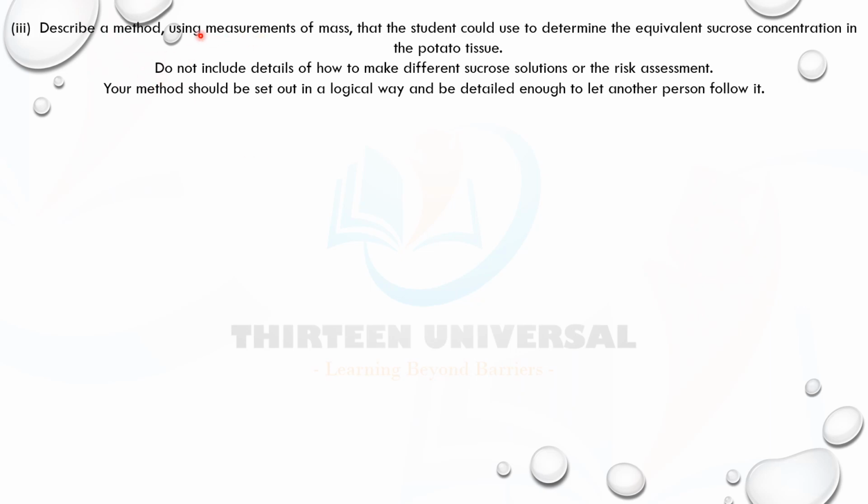Describe a method using measurement of mass that the student could use to determine the equivalent sucrose concentration in the potato tissue. Now, this is a method. Do not include details of how to make different sucrose concentrations or the risk assessment. Your method should be set out in a logical way and be detailed enough to let another person follow it. This is very important. This is about 6 marks or thereabouts. I've said it because you're going to write a prose, a structured essay that is very descriptive, but you have to have an outline to be able to do that.